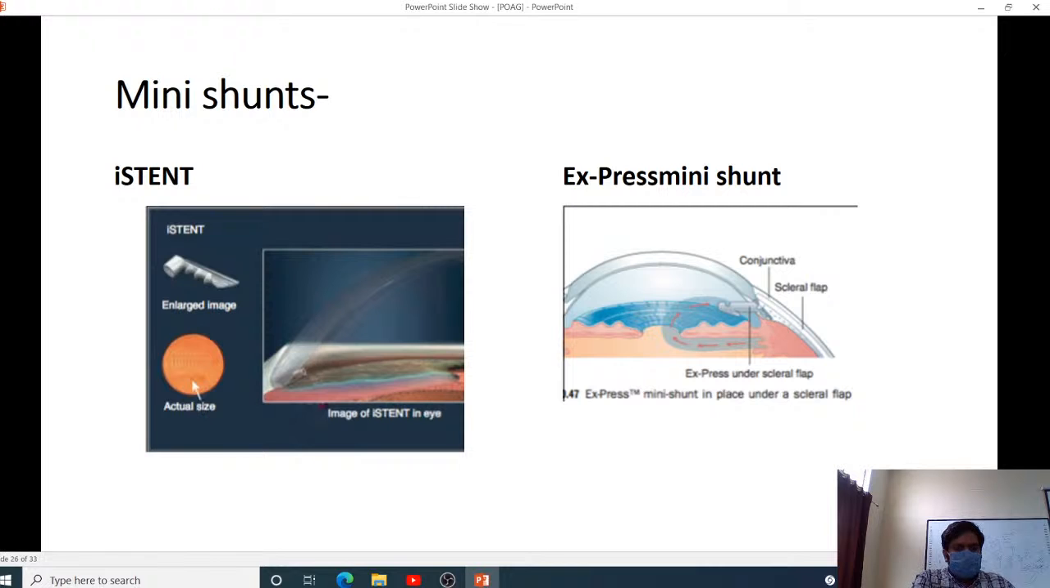The recent advance in this part is the mini shunts. Various mini shunts are available like the iStent and the Ex-PRESS mini shunt. You have to insert them into the trabecular meshwork and they drain the aqueous humor from the anterior chamber through the normal or conventional pathway. Okay. These are nothing but microscopic surgeries. These are microscopic structures which you have to insert here.